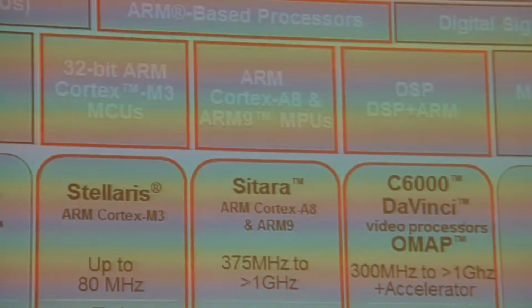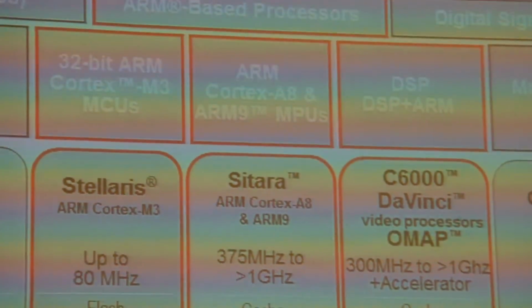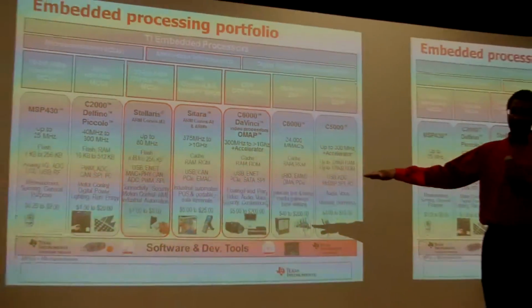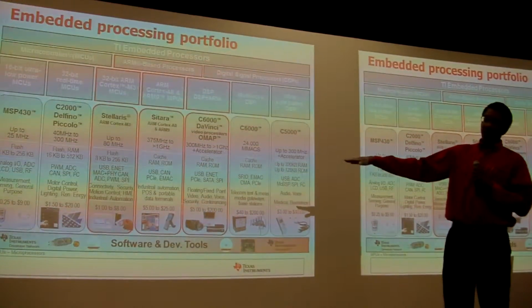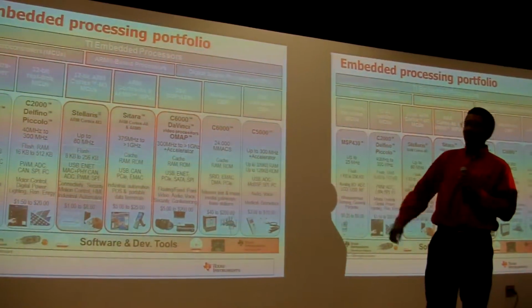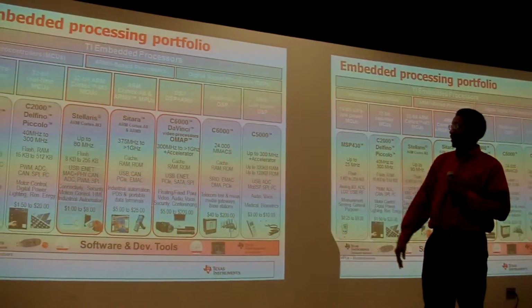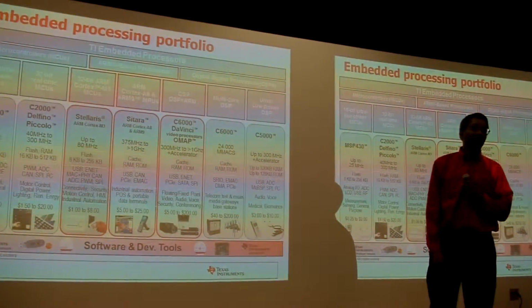So just to summarize it, starting from the M family would be our Stellaris, and then going up into Cortex A would be Sitara, and then ultimately our DaVinci and OMAP family of devices.